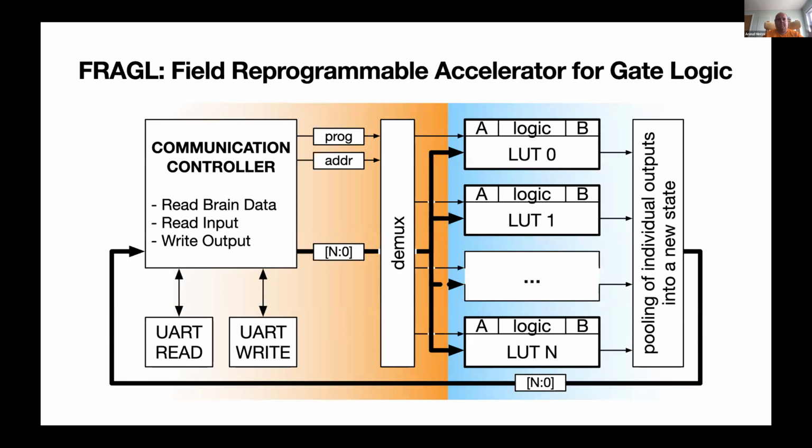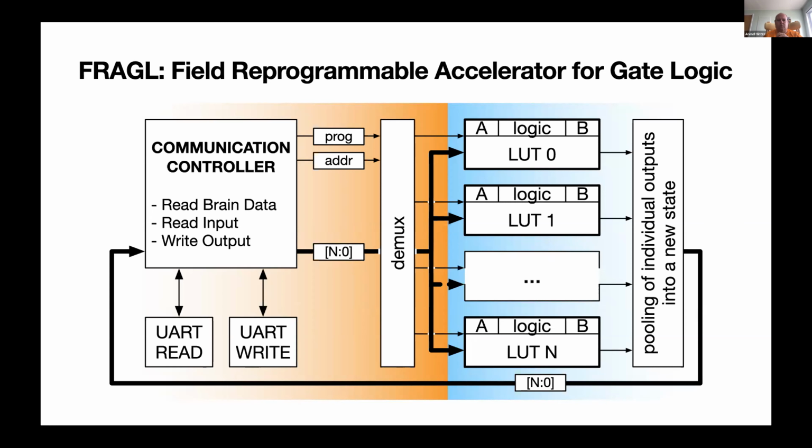And yeah, we came up with a field reprogrammable accelerator for gate logic. I had the idea of this acronym Fraggle, I think, a week ago, so it's not in the paper, but I think it's a good acronym here. And this Fraggle chip does two things. One part, the orange thing, is really just the communication control. It reads the data that comes from the CPU, recodes all the logic gates to work, and gets the inputs into the Markov brain and puts the outputs of the Markov brain back to the CPU.